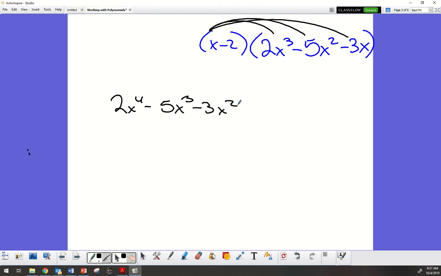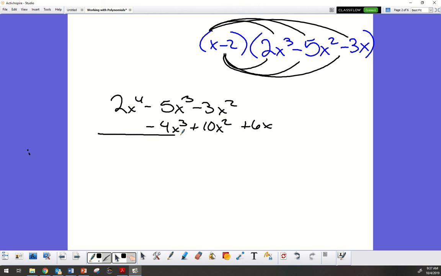And now I have to distribute the negative 2. Let's do the negative 2. So negative 2 times 2 is negative 4, and that's going to be x cubed, because I have a third right here and there's no x's, so it's negative 4x cubed. So I'm trying to line it up so I can have all my x cubes together. And then let's do the next one, which is negative negative positive 10x squared, right? And then my last one right there is going to give me plus 6x.